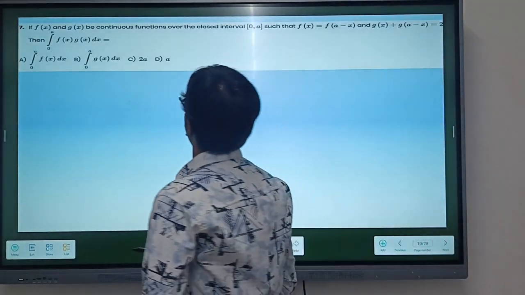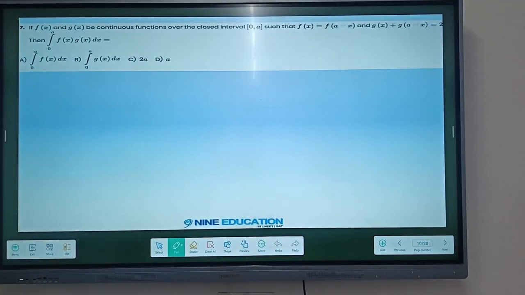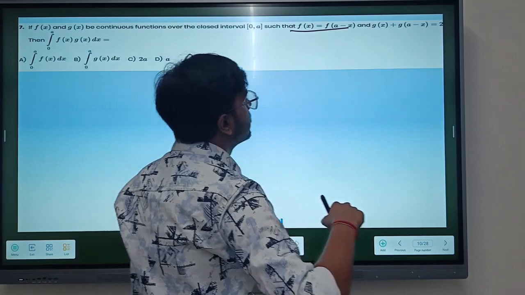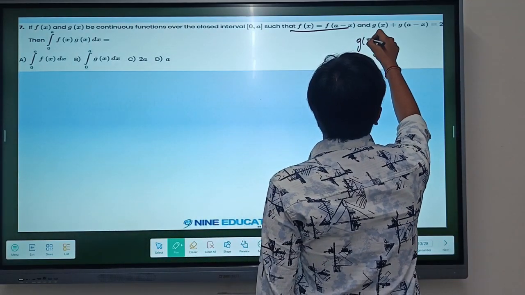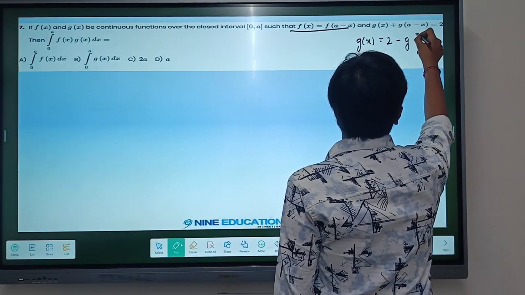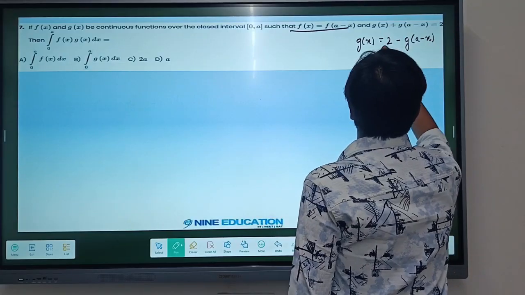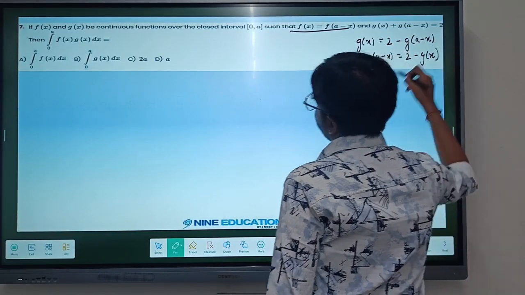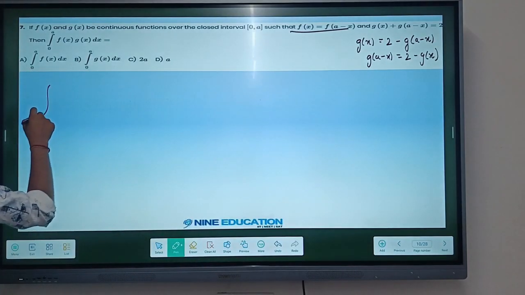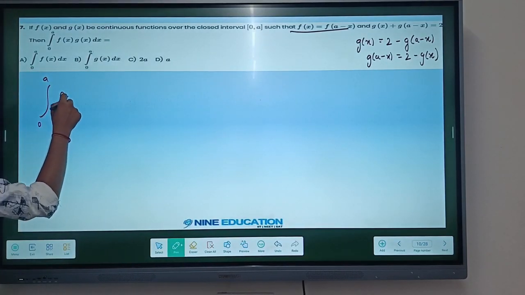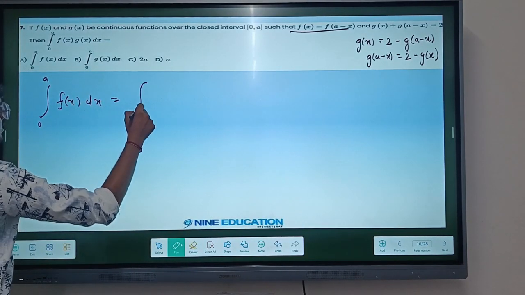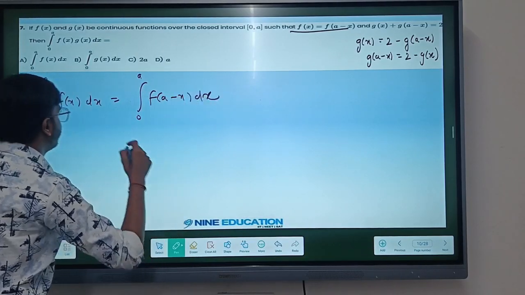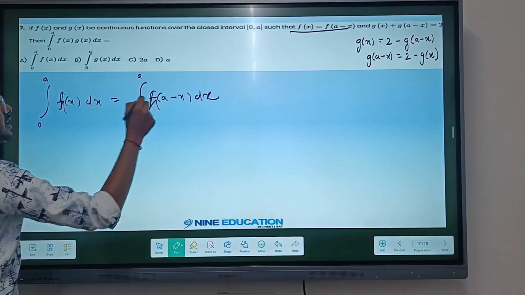Okay, next question. f(x) and g(x) are continuous functions. It is given that f(x) is equal to f(a minus x), and g(x) is given as 2 minus g(a minus x), or g(a minus x) you can write as 2 minus g(x). So from 0 to a, you can apply this. If you have the integral from 0 to a of f(x) dx, you can also write it as the integral from 0 to a of f(a minus x) dx. You can apply this. If f is confusing here, you can apply an h as well.